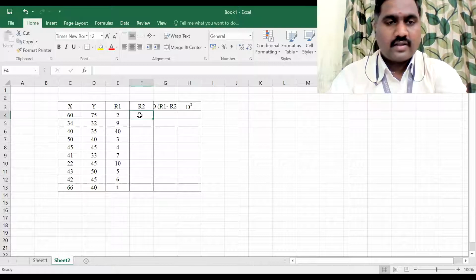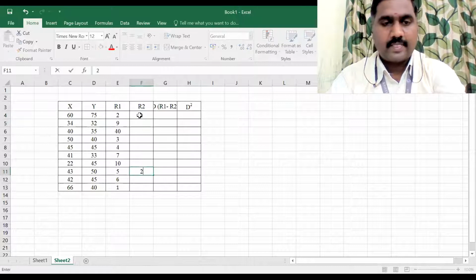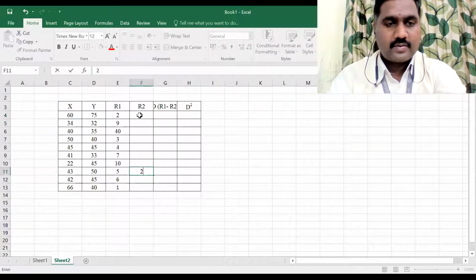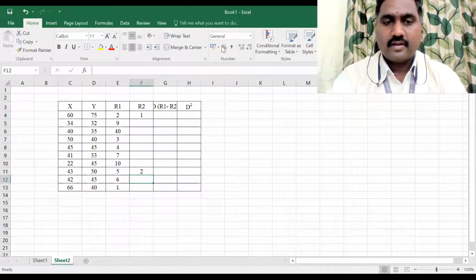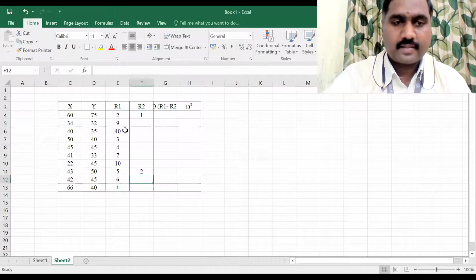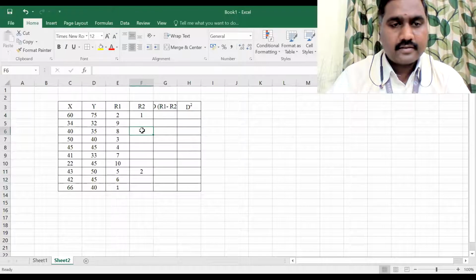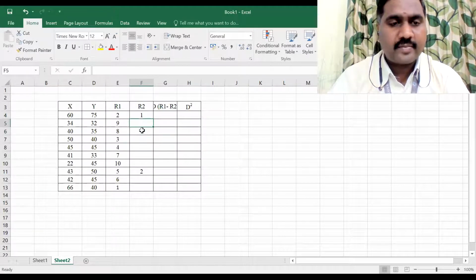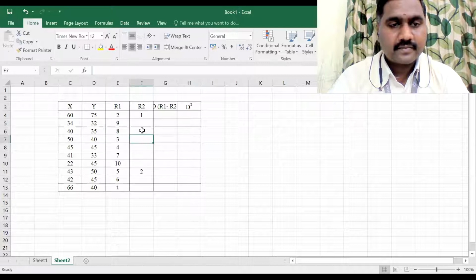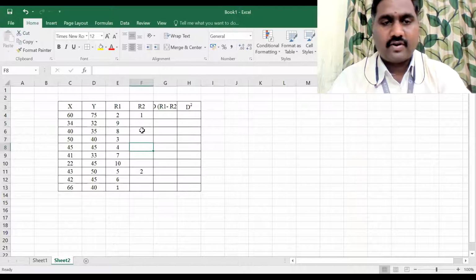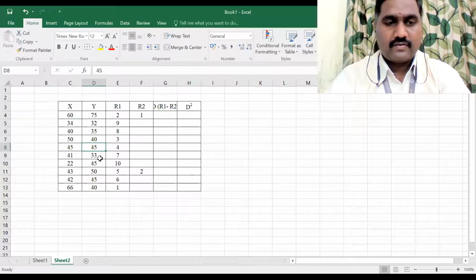So rank 1, and the second value is 50. And the third one is, so it's 45, not 40. Okay, sorry, it's 45, and which is a third rank for the y variable. 50 and then 45, right? See the 45, these 45s, I just highlighted them, right?